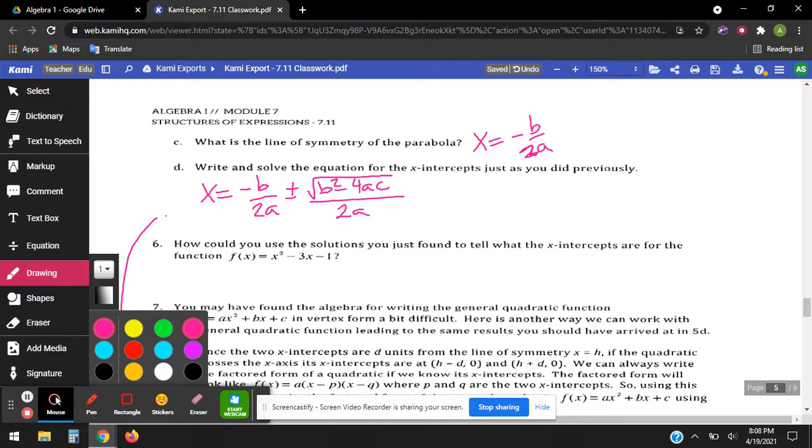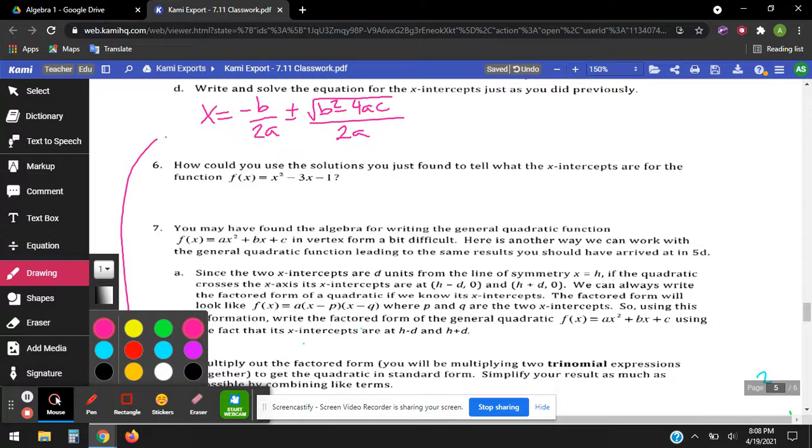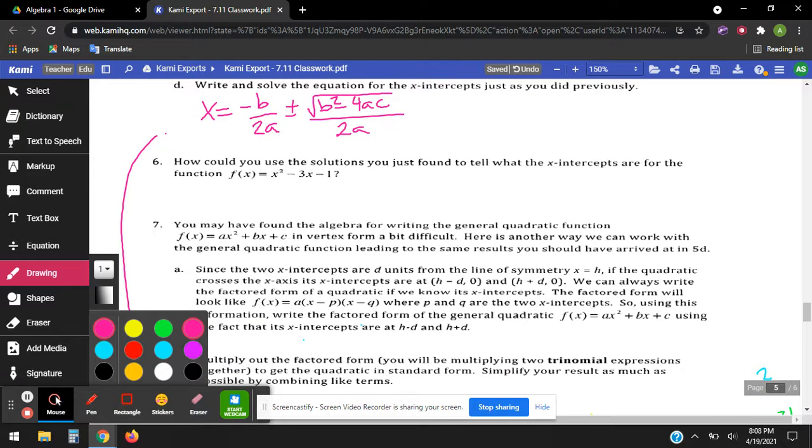Okay, so how could we use this? How could you use the solutions you just found to tell what the x-intercepts are for this function? So we'll actually go ahead and substitute in for each of the letters. So a equals 1, because there's 1x squared. B equals negative 3. C equals negative 1. So we put those negatives with it.